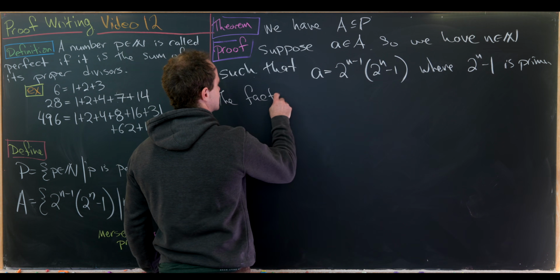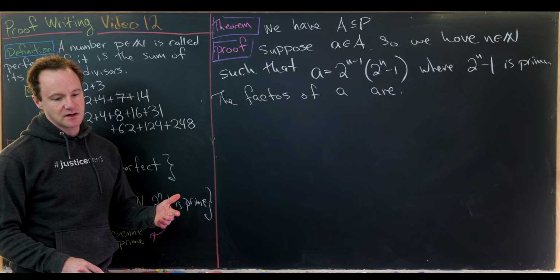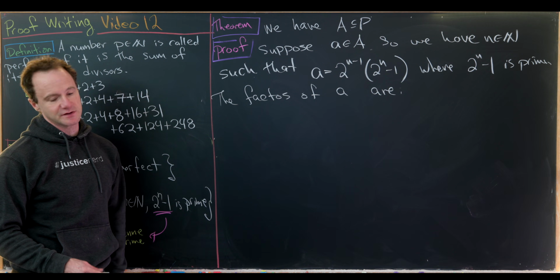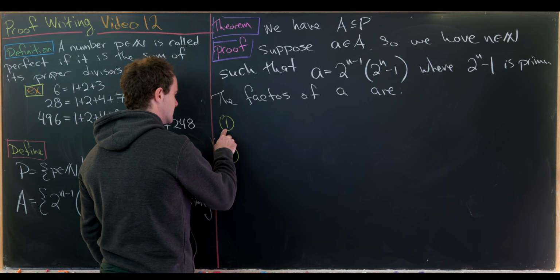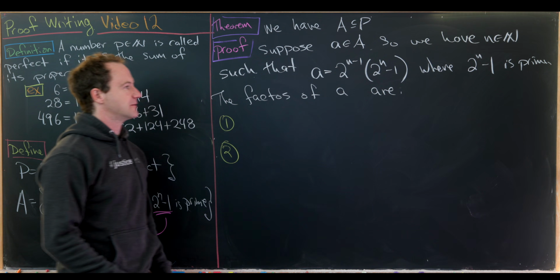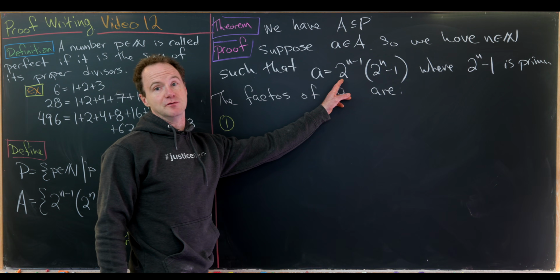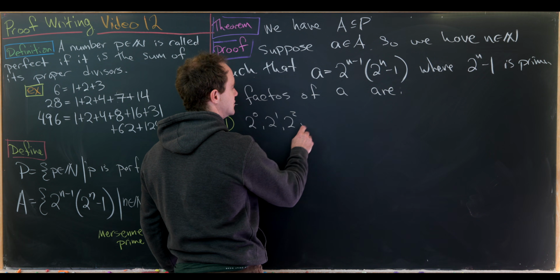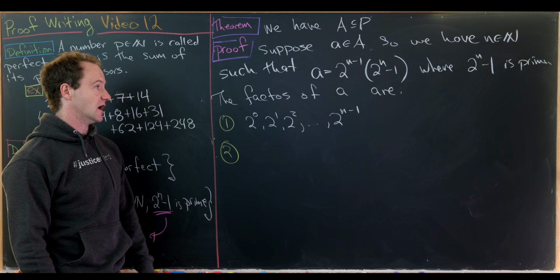So the factors of A break up naturally into two classes: not multiples of that prime number 2 to the n minus 1, or multiples of that prime number. So let's break those into 1 and 2. So 1 will be not multiples of that, whereas 2 will be multiples of that. Okay, so if you're not a multiple of this part, which is prime, then you must be a power of 2, because that's all that's left over. So that gives you 2 to the 0, 2 to the 1, 2 to the 2, ending at 2 to the n minus 1. So you have all of those factors of A.